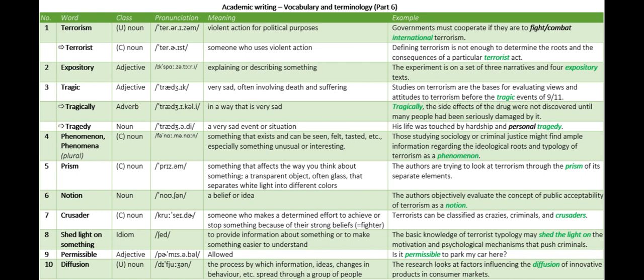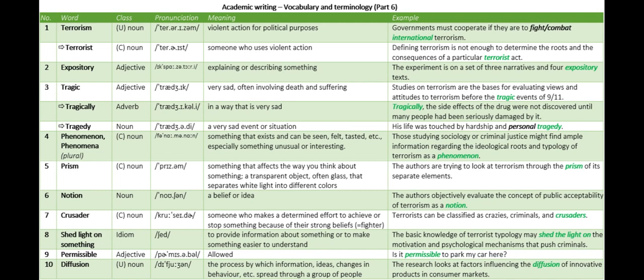3. Tragic. Adjective. Meaning, very sad, often involving death and suffering. Example, studies on terrorism are the basis for evaluating views and attitudes to terrorism before the tragic events of September 11th. Tragically. Adverb. Meaning, in a way that is very sad.